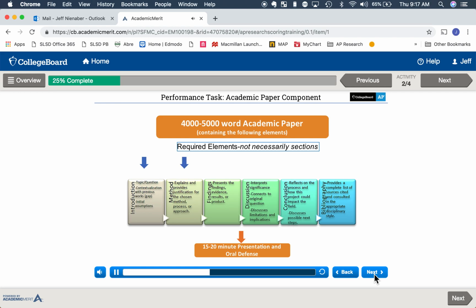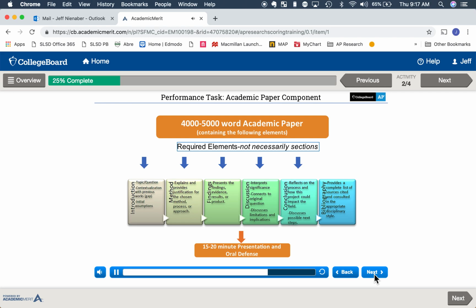The student must explain and provide justification for their chosen capital R research method, process, or approach, and present the findings, evidence, or product as a result of this chosen method. Further, there must be a discussion of how the findings or results were interpreted, an explanation of which findings or results were most significant in forming an overall conclusion, and a discussion of the limitations and implications of this conclusion in connection to their original research question or project goal.